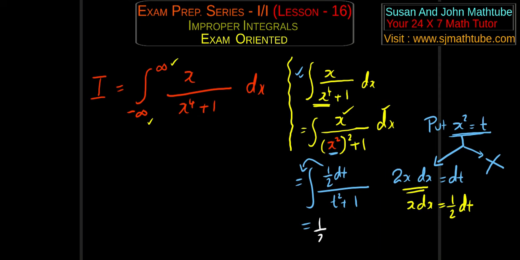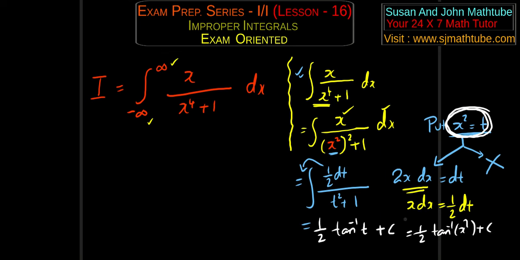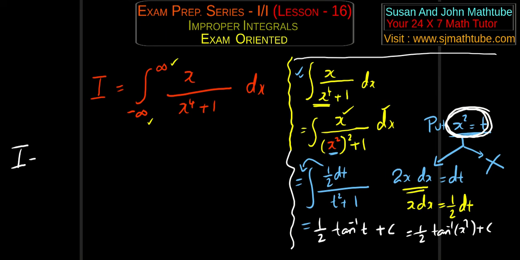This 1 by 2 goes outside, and I can see 1 by 1 plus t square, whose integral is tan inverse t. But who is our t? I'll circle it with white. So this is actually equal to 1 by 2 tan inverse x square plus c. Okay, there we go. The integration is finished. So this is compulsory, and please do it neatly in the examination. If you are doing it in the middle of the page, make sure you put this inside a box. Okay, now let's move ahead to the main part.